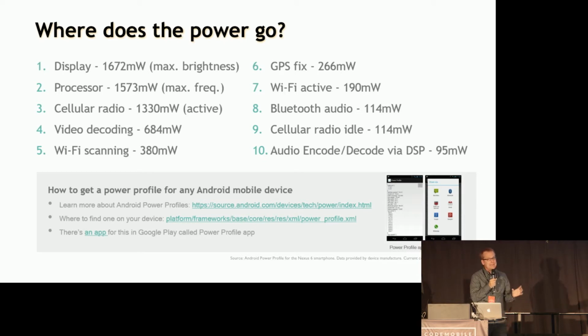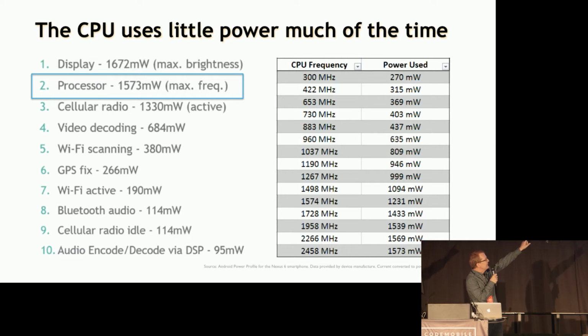Processor at Fmax consumes a lot of power, but as you're going to see, most of the time it's not using much power. Cellular radio, again, when it's active, can consume some power, so you want to manage it well. This shows you the CPU power at different frequencies. So most of the time, it's not using 1.5 watts. It's actually using about 270 milliwatts, which is very low.